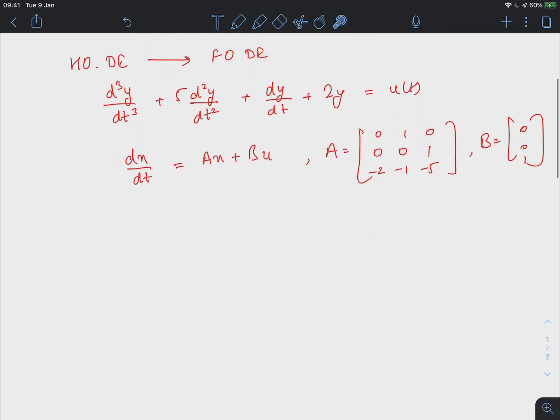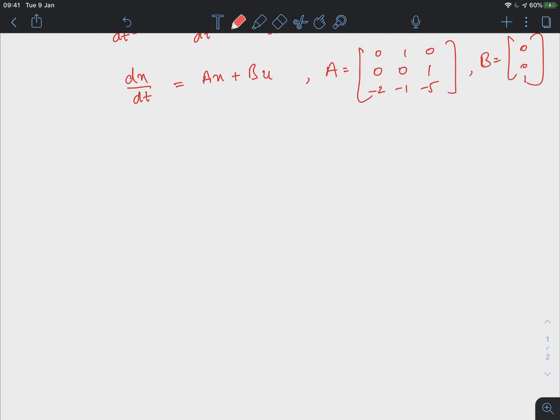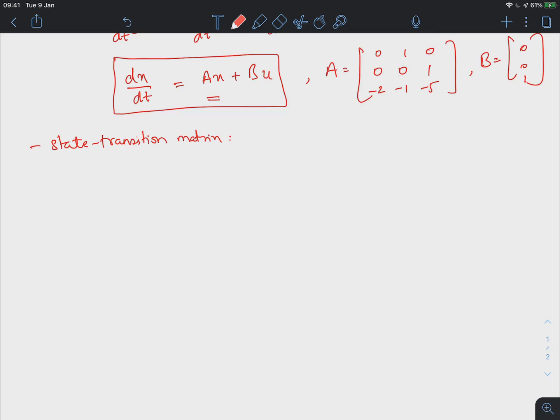Okay, so the first concept we introduce is the state transition matrix, which would help us to write the final solution of the state space system. Okay, so starting with this differential equation, let's consider only the homogeneous part, meaning to say that u is equal to 0. First of all we'll see the solution of the homogeneous system, and then we will see how it can be generalized for the forced systems.